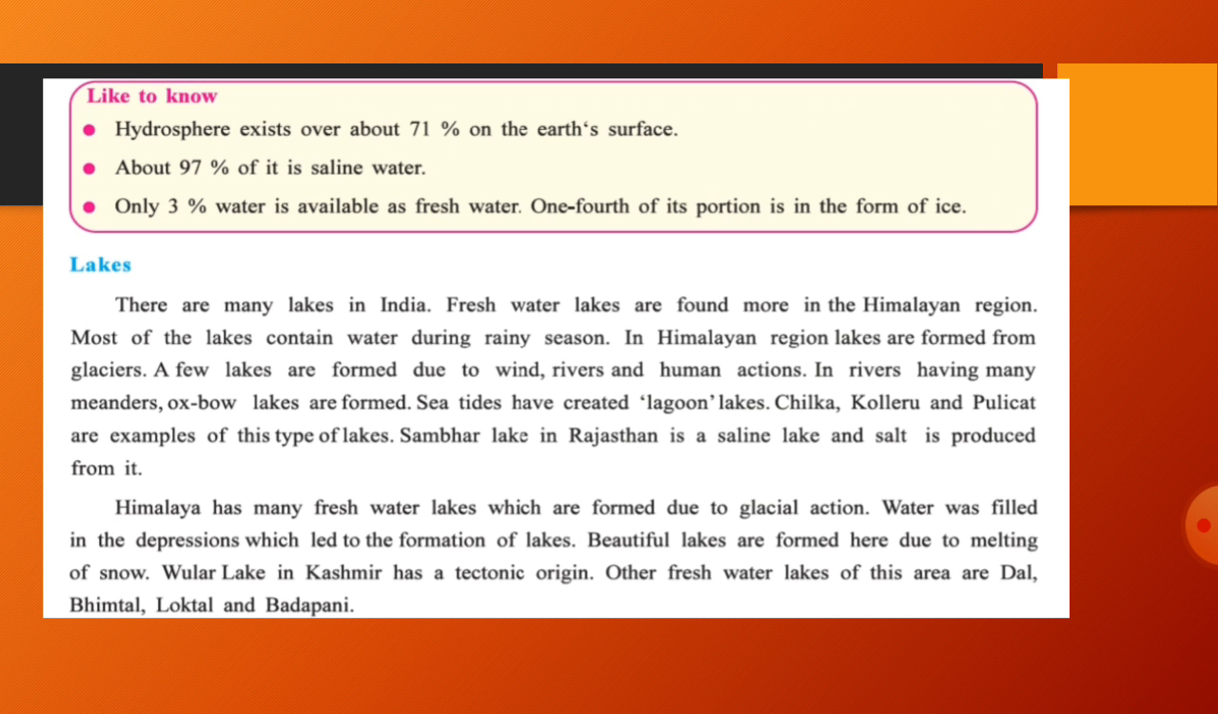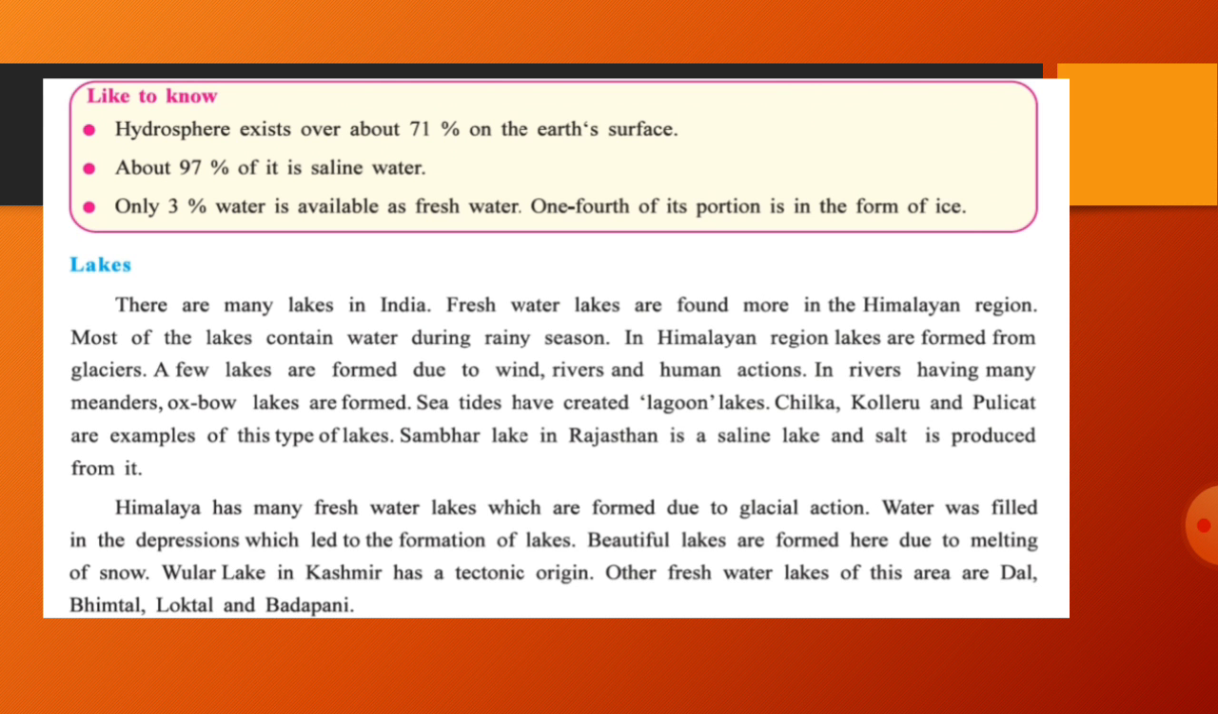One thing to know is that the hydrosphere exists over about 71% of the Earth's surface, and most of it is saline water. We know saline water is salt and water mixed, and only 3% of water is available as fresh water, and one fourth of that is in the form of ice.